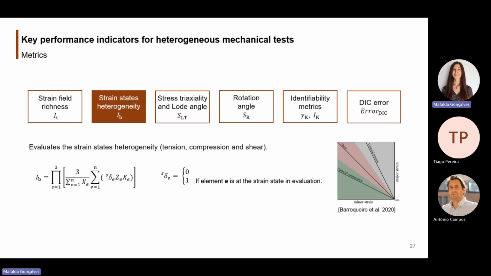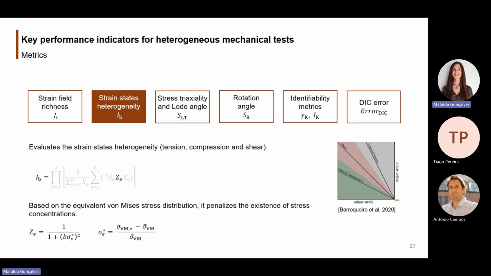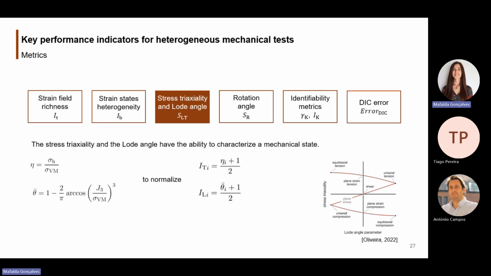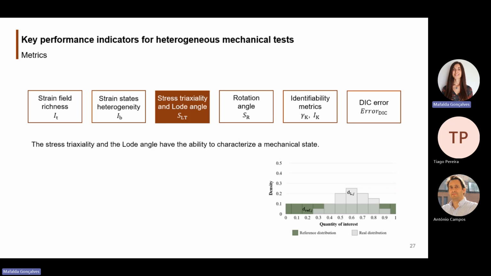The second metric evaluates the strain states heterogeneity, focusing on 3 strain states: tension, compression, and shear. And it also penalizes stress concentrations through the von Mises equivalent stress. The stress triaxiality and the load angle are also used to characterize mechanical states. And after normalizing them between 0 and 1, they can be used in a histogram distribution. These values are distributed over a histogram, and for each of the indicators we refer to this as a real distribution.